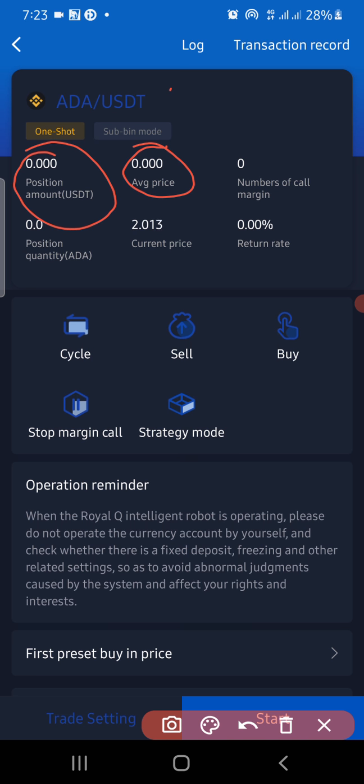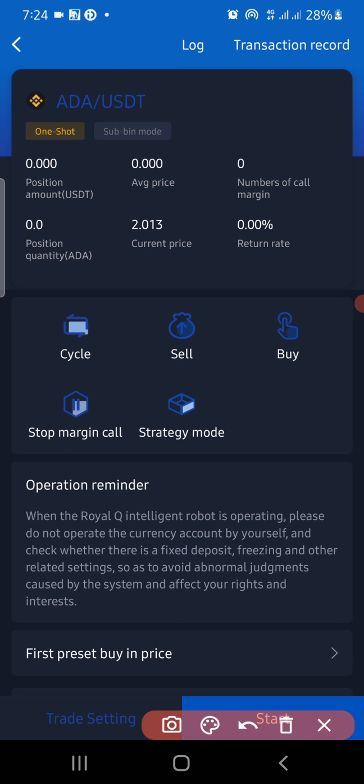Then here the number of call margin. So if the price of the coin trading is reducing, and the bot is buying and buying and buying. So let's assume the bot bought 5 times. The number of call here will be reflecting 5. Position quantity, how many units of ADA am I holding?